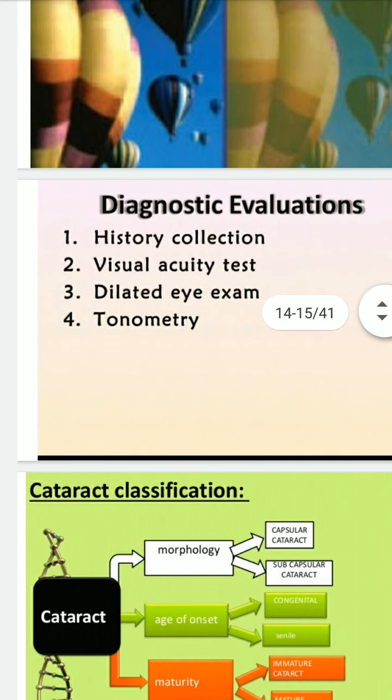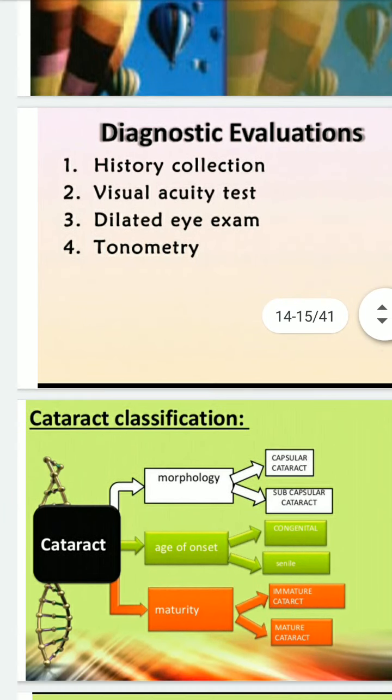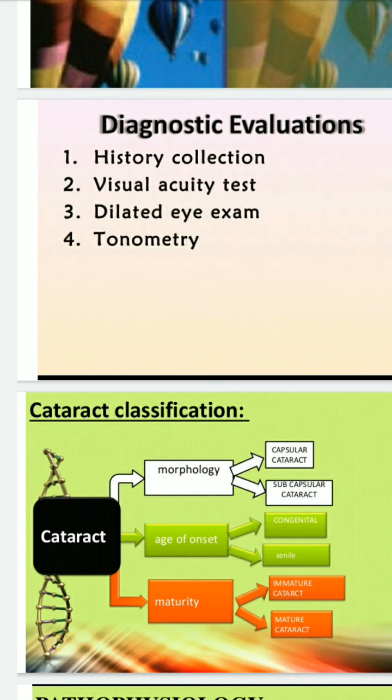The next is the classification of the cataract. The cataract is mainly classified according to morphology, then based on the age of onset, then depending on the maturity. The morphological classification is mainly of two types, capsular and subcapsular cataract. The capsular cataract means the opacification or opacity of the capsule of the lens. In capsular cataract, the opacification occurs in the capsule of the lens.